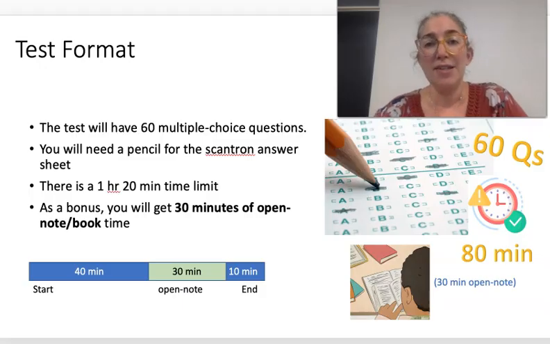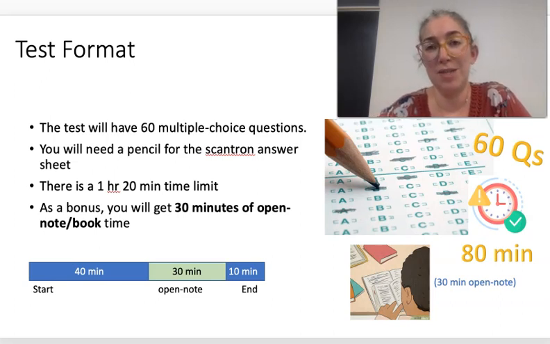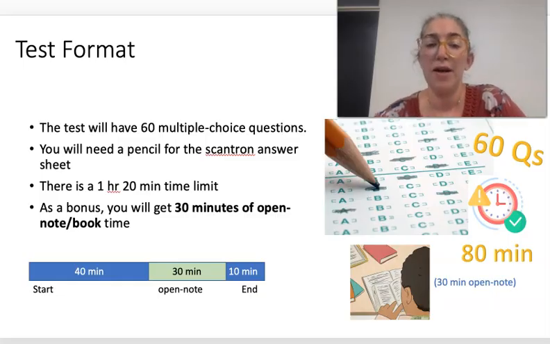The test will have a Scantron answer sheet and a test packet of questions. So you can write all over the test packet of questions with whatever writing utensil you want, highlighters, colored pens, whatever. But you need to make sure you at least bring a pencil to fill in the Scantron answer sheet. And that is the only part that I will be grading.